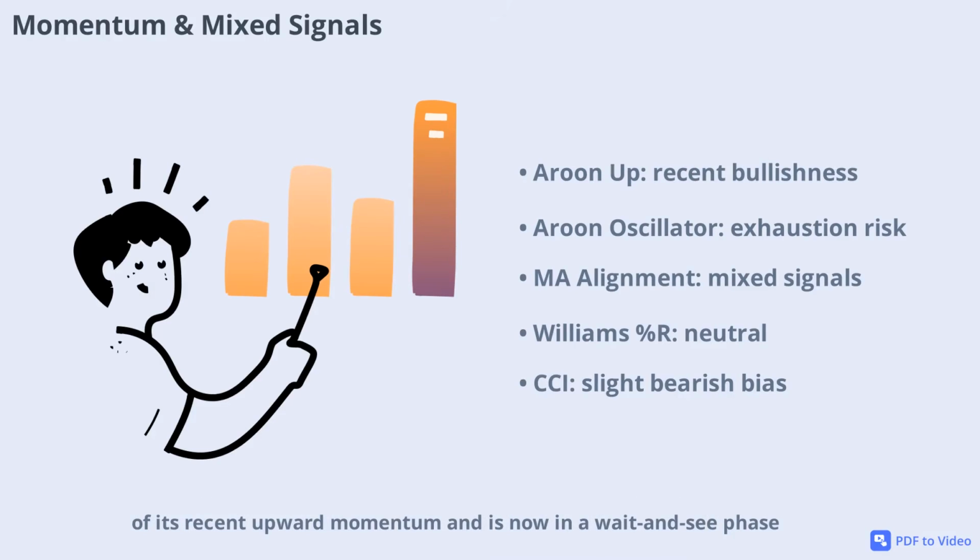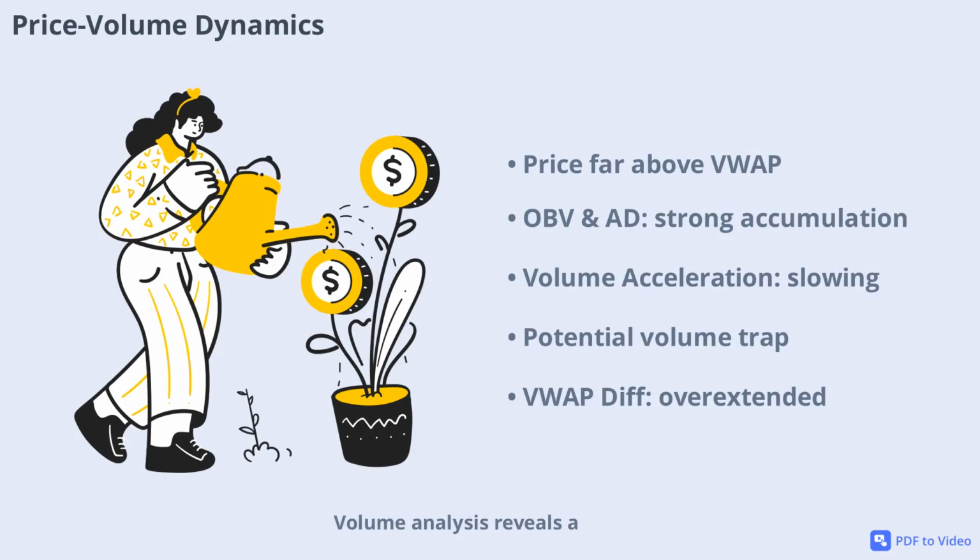Volume analysis reveals a significant divergence that requires attention. The current price of 187.9 is trading well above the VWAP of 51.54, with a VWAP diff % of 264.55. This suggests the price is overextended relative to its average traded price. On-balance volume, OBV, and accumulation distribution, AD, both indicate strong buying pressure and accumulation, but the volume acceleration at 0.305 shows that the intensity of buying is slowing down. This combination can sometimes signal a volume trap where price rises are not supported by sustainable buying interest.